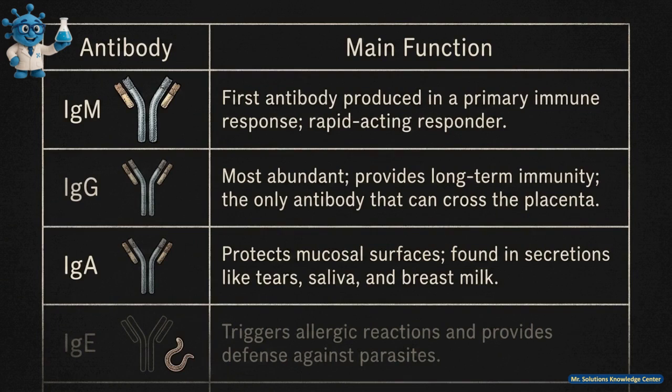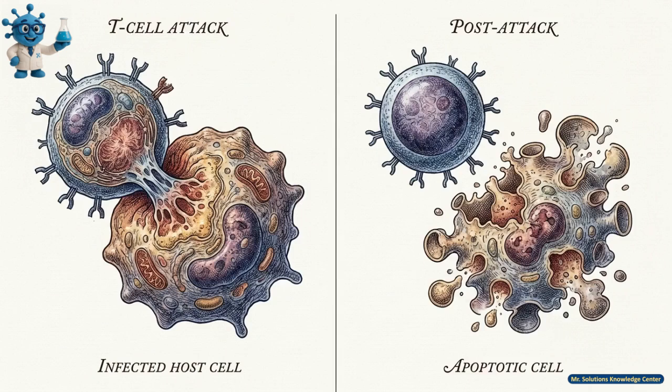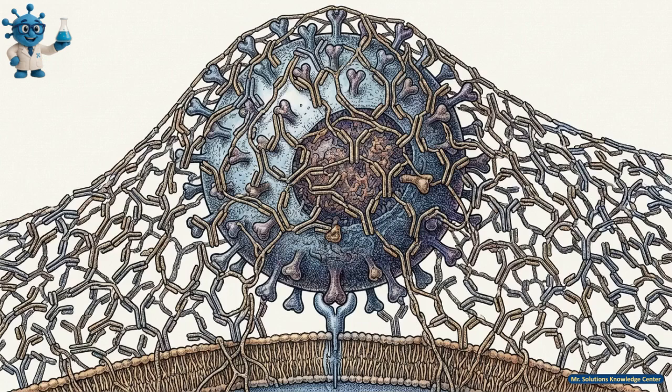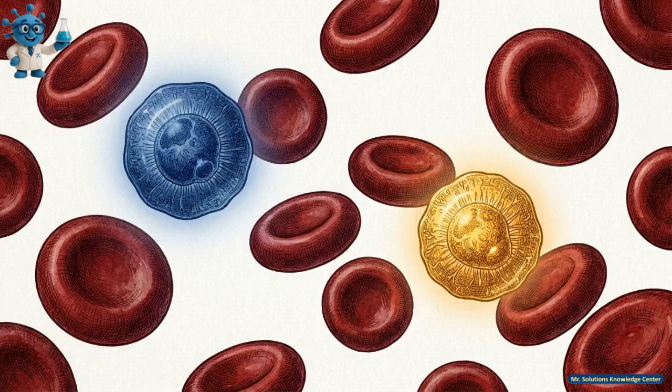IgM is the first responder. IgG provides long-term immunity and crosses the placenta. IgA protects mucosal surfaces like tears and saliva, and IgE triggers allergic reactions and defense against parasites. While T cells provide direct cellular combat, antibodies act as a chemical dragnet, neutralizing pathogens before they can interact with a host cell. After the infection is cleared, memory B and T cells remain in circulation for decades.